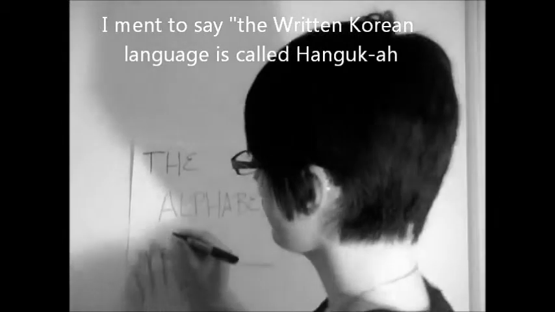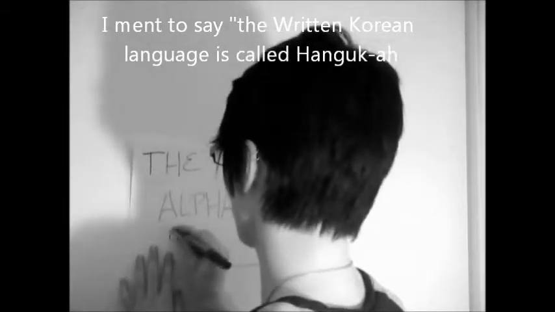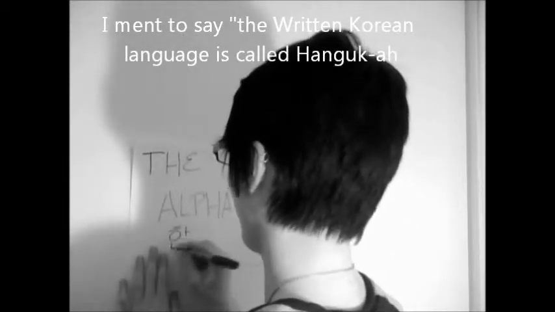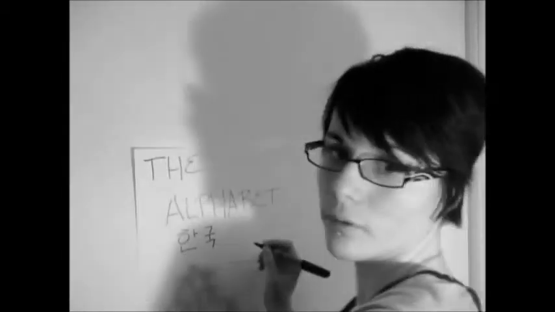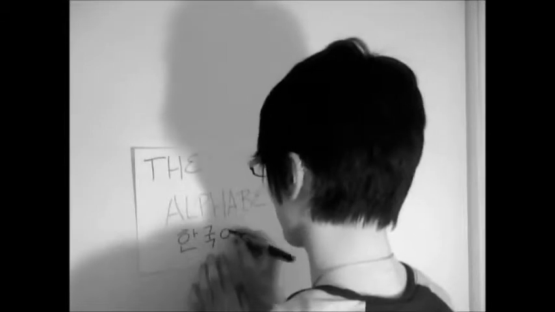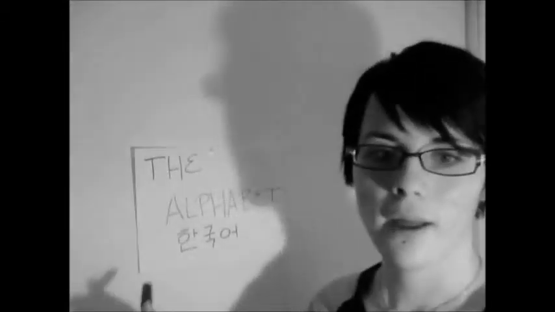In Korean, the alphabet is called Hangul. It is spelled like this: Han, Gul. Hangul.